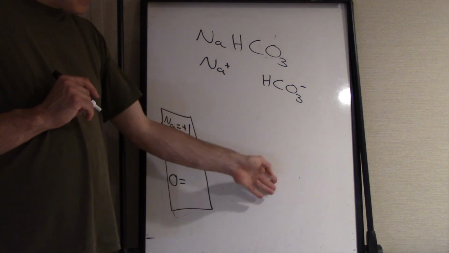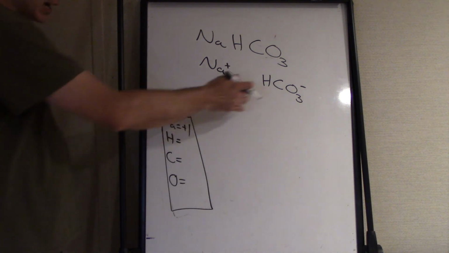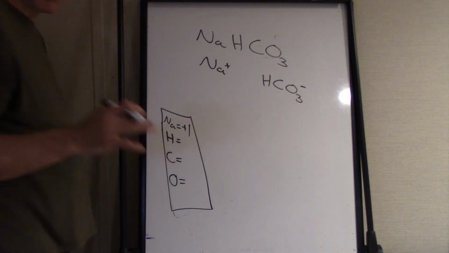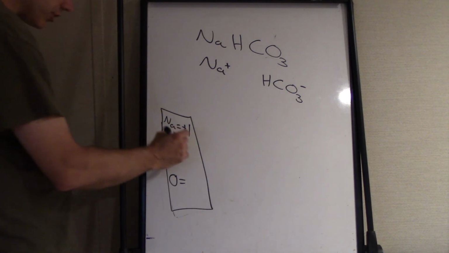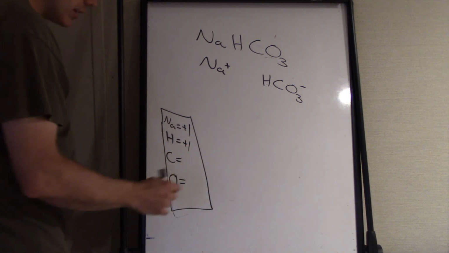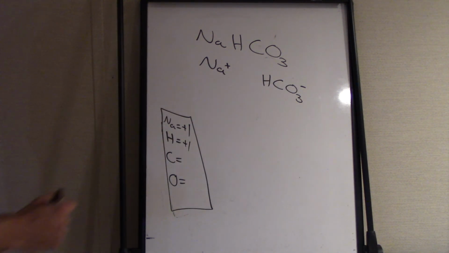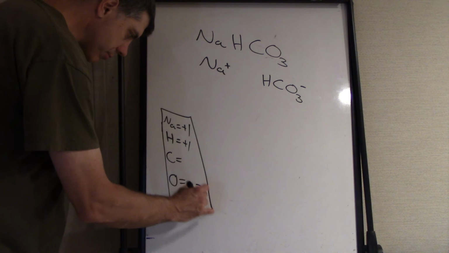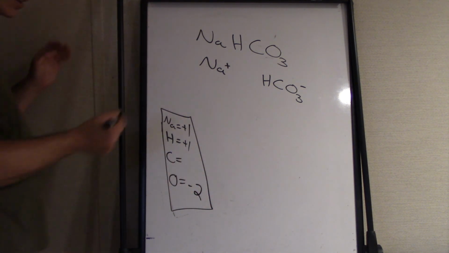Now we have to go about figuring out the rest of these. Well, we know some of these already. Hydrogen, not directly combined with a metal, so it's going to do what it usually does and have an oxidation number of +1. We know what oxygen is going to do. Oxygen is always going to be -2. So we're going to use that information to figure out what the oxidation number is for the carbon.